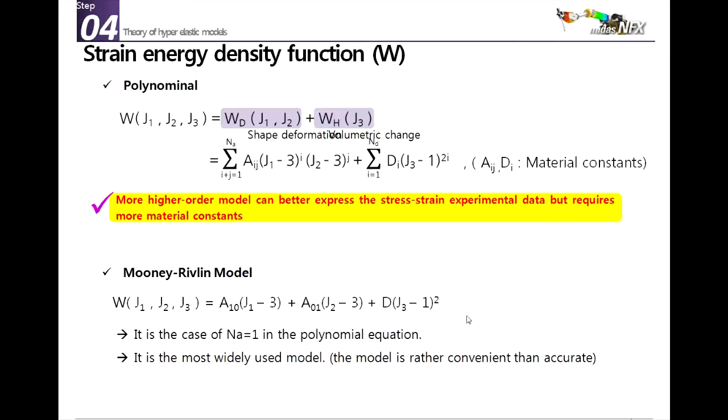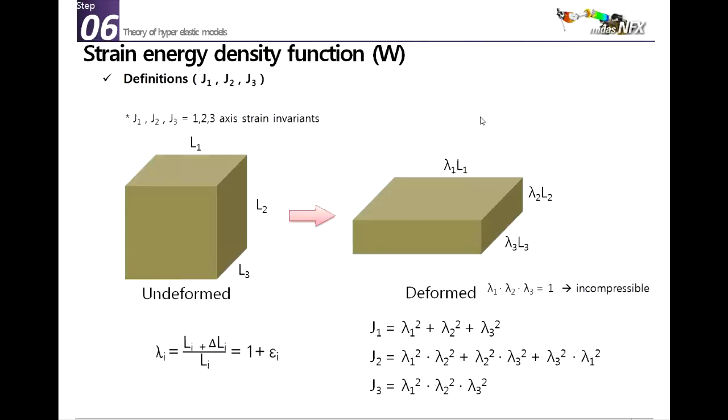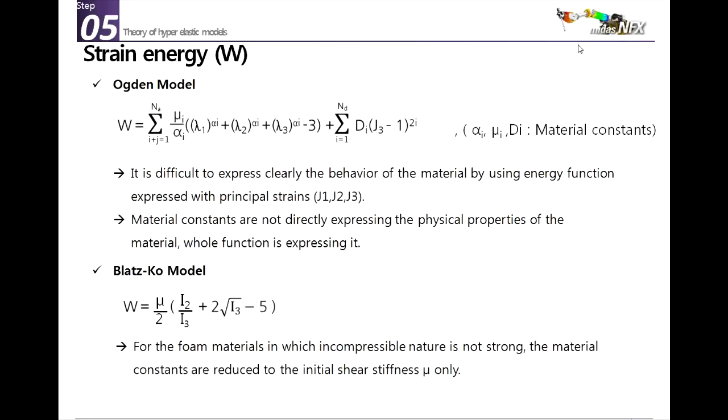One specific case is the Mooney-Rivlin model. So if you look at the formulation, you see that actually it's the case when N is equal to 1. So it's the same as the polynomial equation, but with N equal to 1. Now, I will not talk in detail about all the models, but you can view here the formula about this. This is the Ogden model.